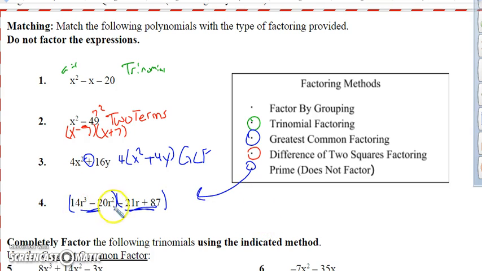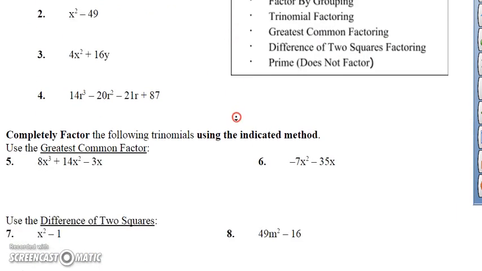Simply because you can't get a matching binomial. The one here would be different than this one. So keep an eye out for those. Just make sure you know which one's which, and we'll go from there. Let's look at the next section.